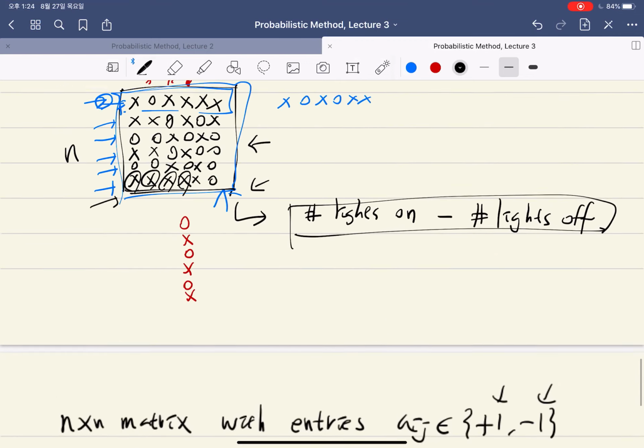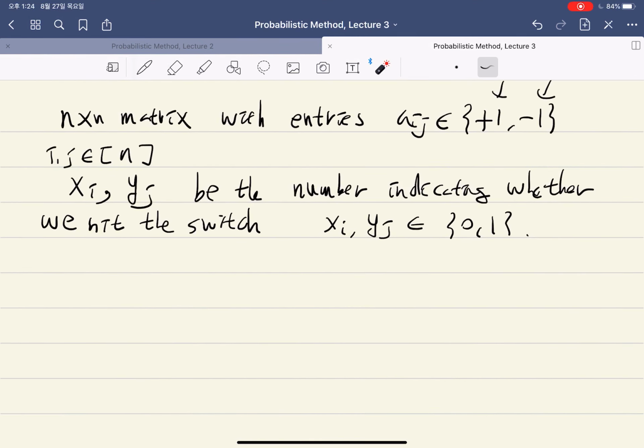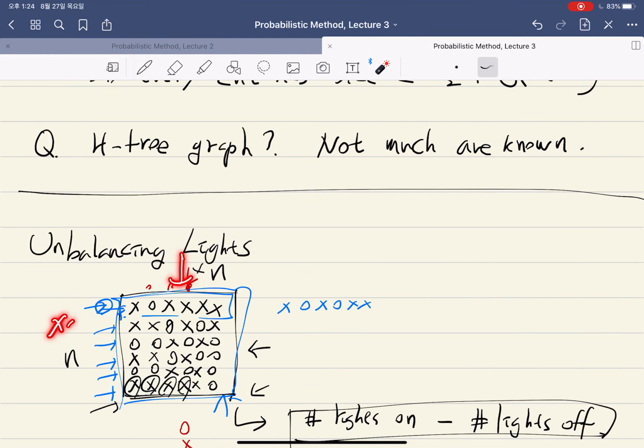Note that if you hit it twice, then it's the same as not hitting at all. Even if you hit one and then hit other things and then hit it again, that's the same as not hitting both of them at all. So if we hit something an odd number of times, then it's 1, and an even number of times, then it's 0. And let's say x_i is the ith row and y_j is the jth column. So x_i, y_j.